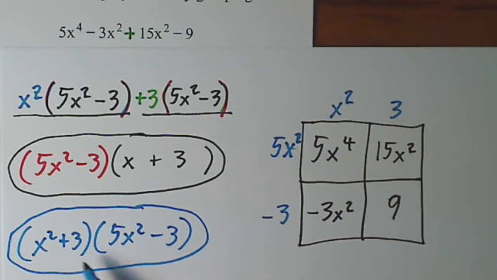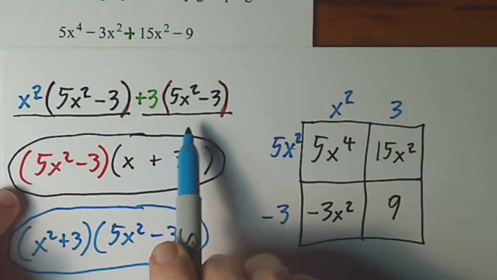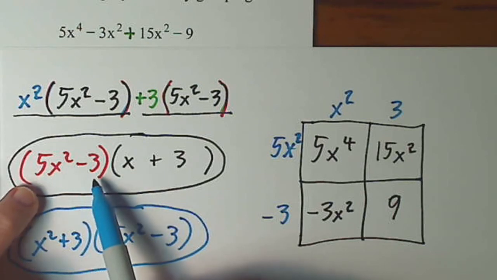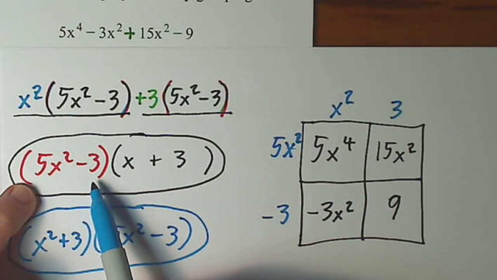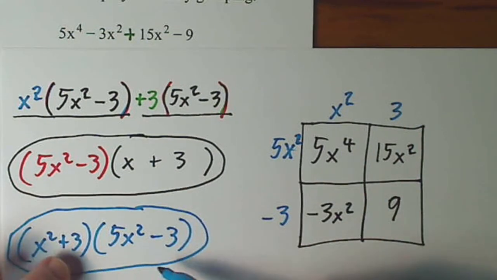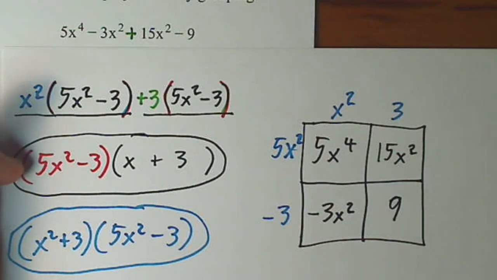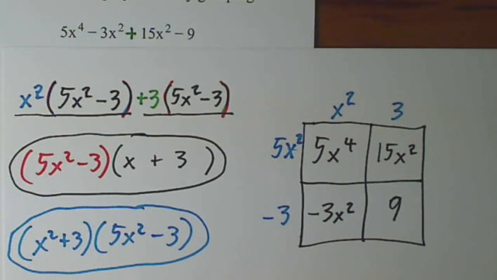Now you notice they are in a slightly different order. If you use factor by grouping, the standard practice is to put what you factor out in front of the parentheses, so they really do want to see this out here. If you're using the box method, it doesn't really matter what order they're in. Either way, you'll get the same answer, so it's not a real big deal. But standard practice is when you factor something out, it goes in front of the parentheses.